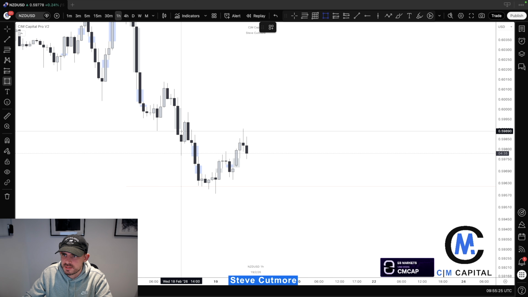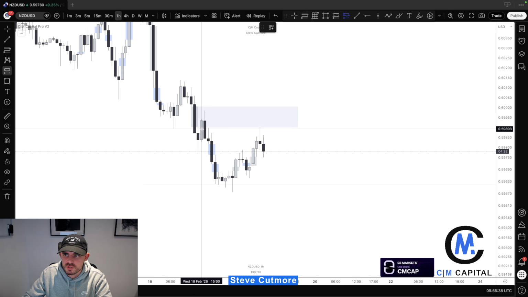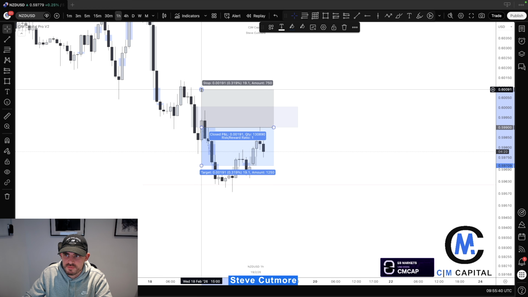So let's just extend this fair value gap here. There's a fair value gap here, price broke down, it's pulled back into that fair value gap, and it's respecting that fair value gap, and then it continues its move to the downside. So a lot of people would literally take a sell off of that fair value gap.